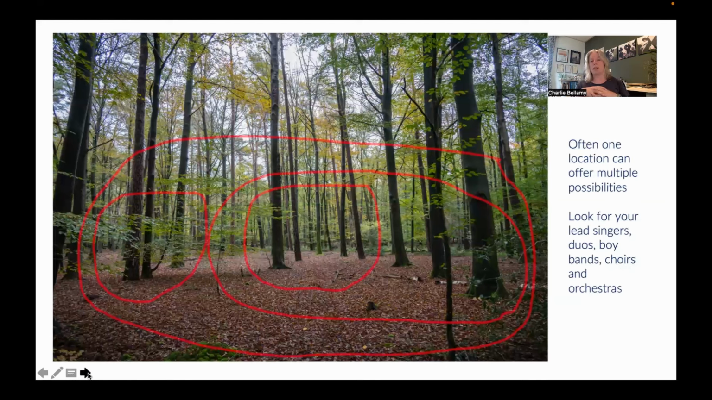Quite often, one location can offer multiple possibilities. People laugh, but when I'm out in the woods, I talk about finding your lead singers, your duos, your boy bands, the choirs, and the orchestras. Because once you've found them, you can find your composition, and the areas ringed are possible different compositions. So there's this one here, which kind of zooms in on this little group of 5 here. There's a bigger one here, which is the 5 and these 3 over here. There's a much bigger one that takes in nearly the whole scene, which is kind of a balanced set of images. And then there's another little one over here. And I'm sure there's probably many, many more in there.